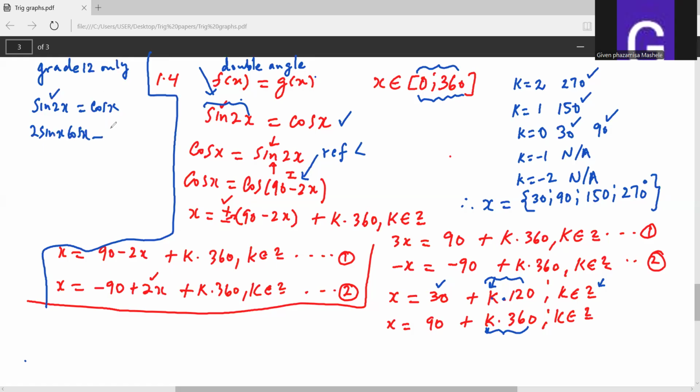This will be 2 sine x cos x minus cos x equals 0. We do not have to divide by cos, because when you divide by cos, we'll lose some of the solutions. So to avoid that, we do not divide by cos. What is the common factor? The common factor is cos x. We take the common factor and remain with 2 sine x minus 1 equals 0. Then cos x equals 0, or 2 sine x minus 1 equals 0, which is just sine x equals half.